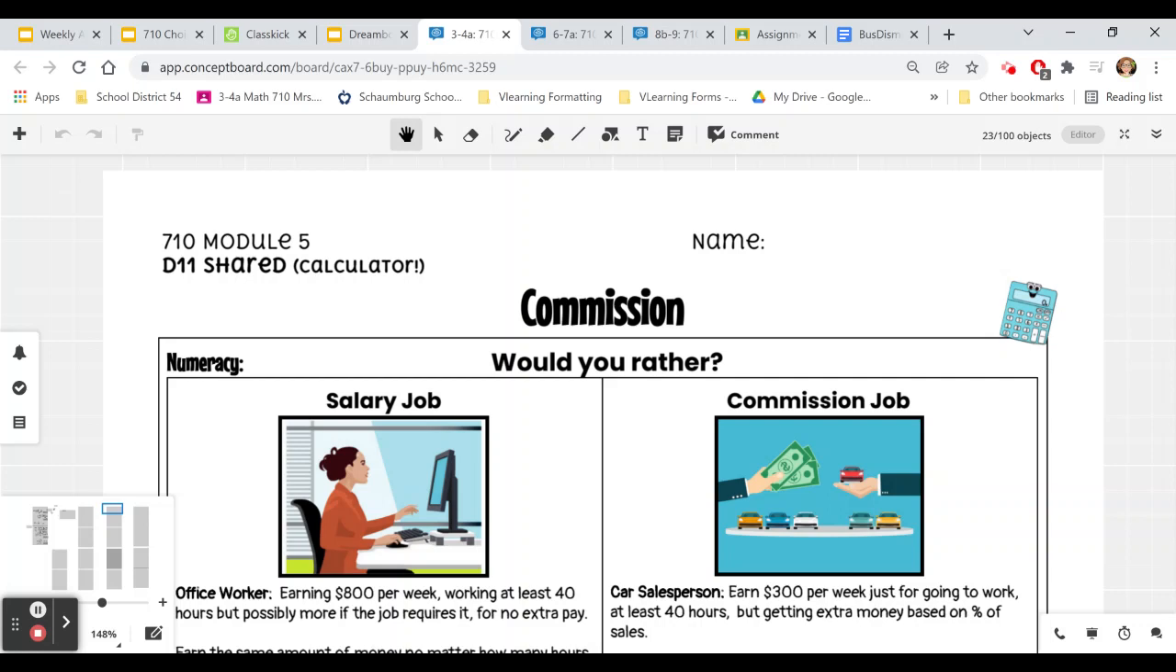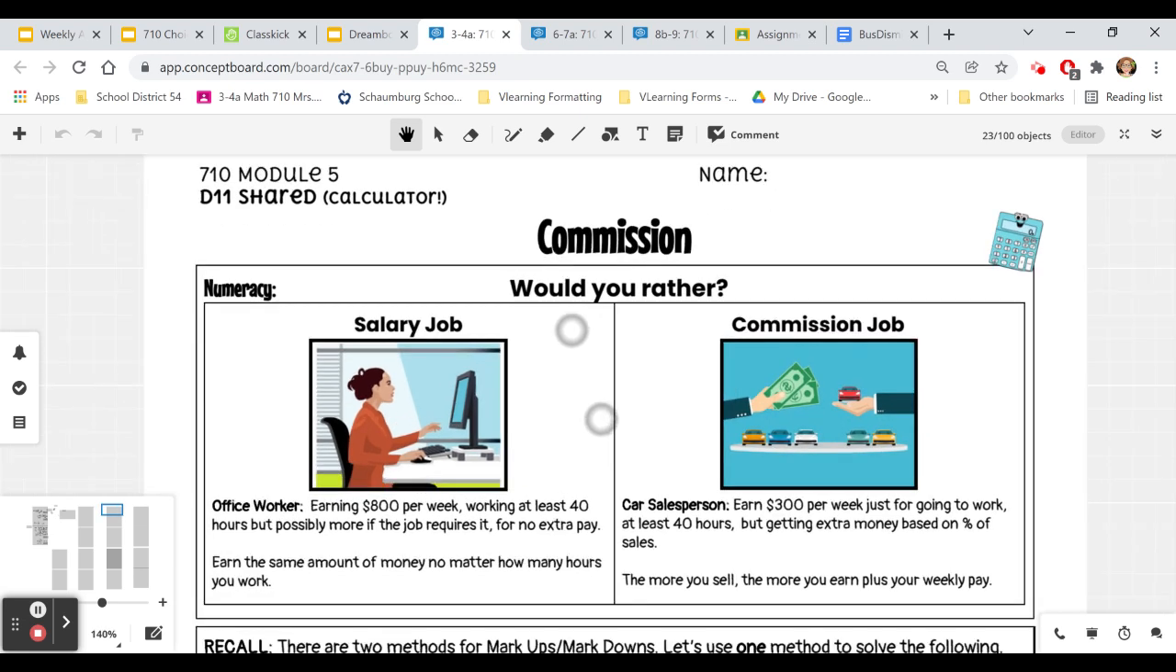Seventh graders, welcome to day 11 of Module 5. This is the last day of the module. We're going to learn about commission. What is commission? Well, let's talk about the difference between two different kinds of job types.